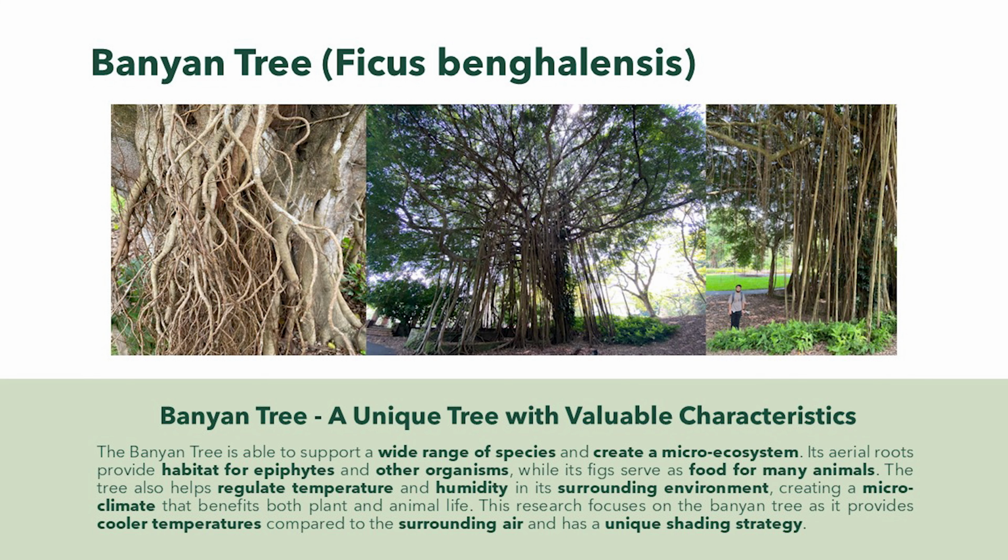The banyan tree is able to support a wide range of species and create a micro ecosystem. Its aerial roots provide habitat for epiphytes and other organisms, while its figs serve as food for many animals. The tree also helps regulate temperature and humidity in its surrounding environment, creating a microclimate that benefits both plant and animal life. This research focuses on the banyan tree as it provides cooler temperatures compared to the surrounding air and has a unique shading strategy.